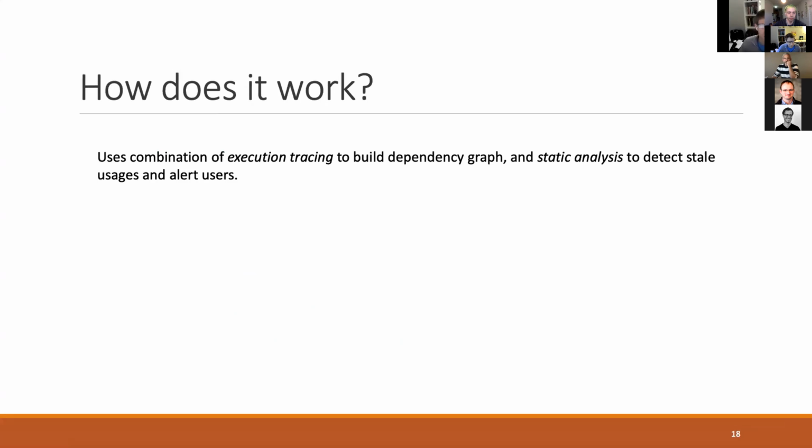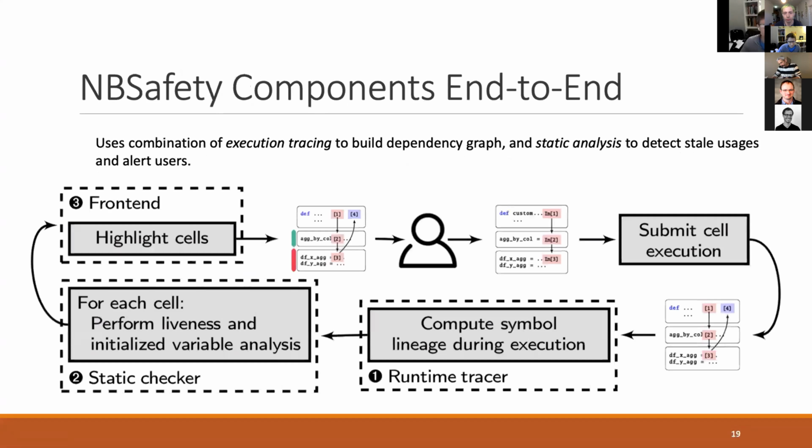Let's take a look under the hood at how NBSafety accomplishes its magic. NBSafety uses a runtime tracer to build the implicit dependencies between symbols appearing in the cells, and then it uses a program checker to alert users of cells that are unsafe due to staleness, as well as cells that can resolve staleness. Let's look at how the NBSafety kernel instruments a single end-to-end cell execution as depicted in this diagram.